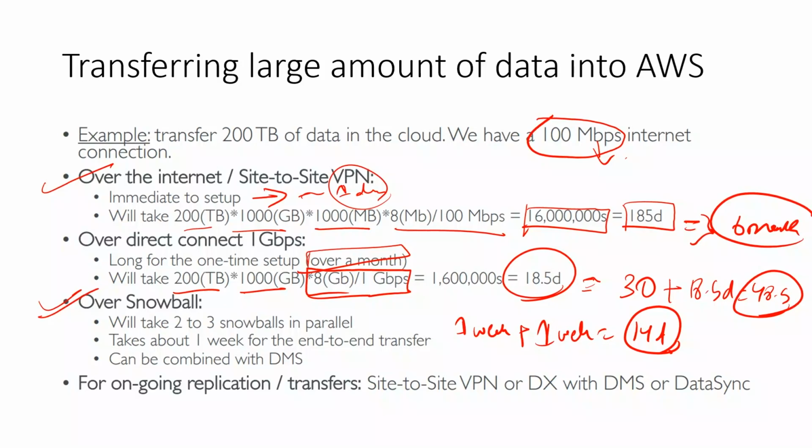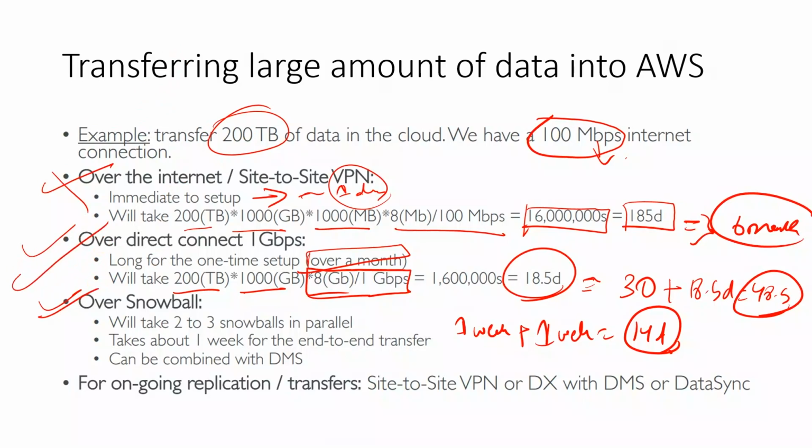So that is what you have to think about in the exam: what is the feasible solution, right? I don't think a site-to-site connection is a very feasible solution when it comes to 200 TB of data. You have to choose between a direct connection or the Snowball. So if the exam says we already have an established direct connection and we have like 10 gigabits of bandwidth or something like that, and we have to transfer 200 terabytes of data, in that case direct connection is pretty much the best solution.